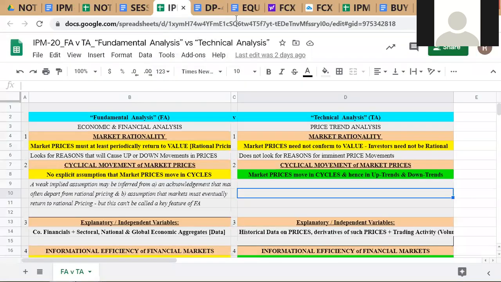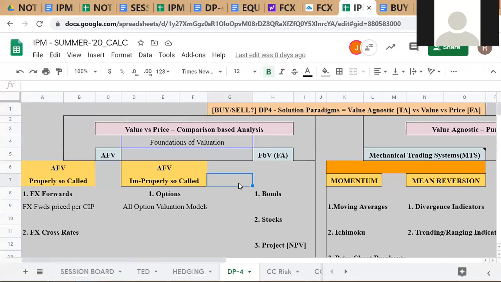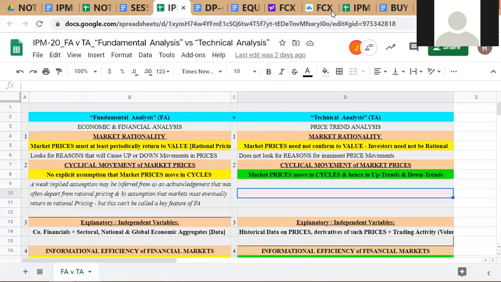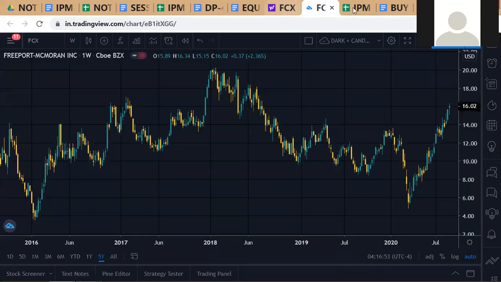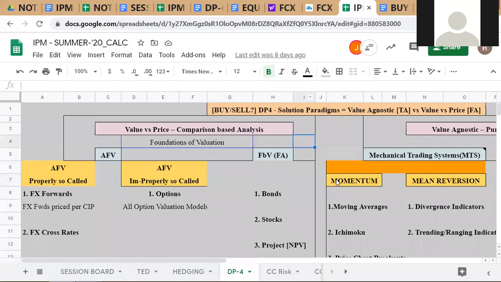Just to be clear, why are we having this? Why is it very important to understand the distinction between FA and TA? Because I've told you that there are two basic approaches to solving the buy or sell decision problem. One is basically comparing value versus price, and one of its sub-branches, one of the most commonly used approaches, is forecast-based valuation, or FA, fundamental analysis. The other is TA, or technical analysis.